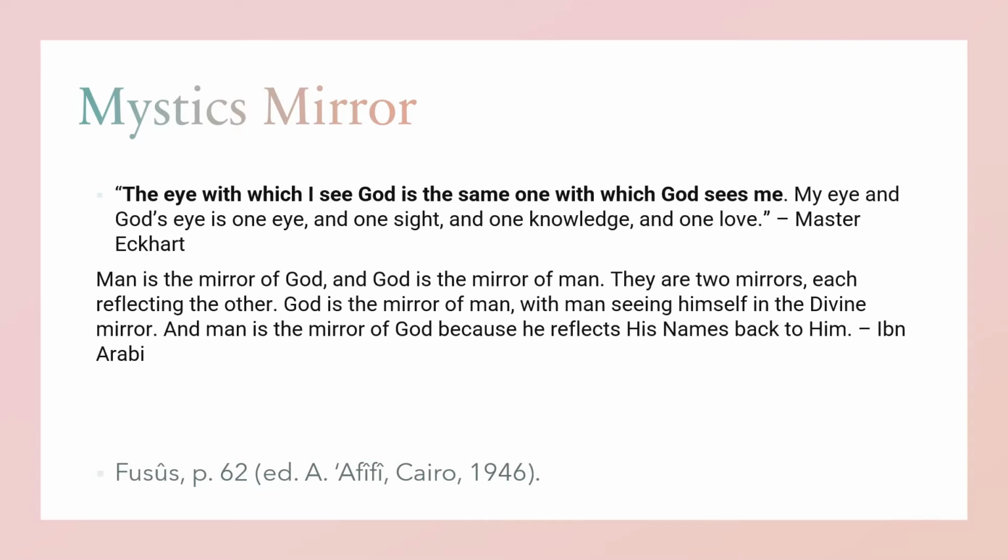And so let's start with Eckhart, right? The eye with which I see God is the same one with which God sees me. My eye in God's eye is one eye, and one sight, and one knowledge, and one love. Ibn Arabi here says, man is the mirror of God, and God is the mirror of man. They are two mirrors, each reflecting the other. God is the mirror of man, with man seeing himself in the divine mirror, and man is the mirror of God because he reflects his names back to him. Okay.